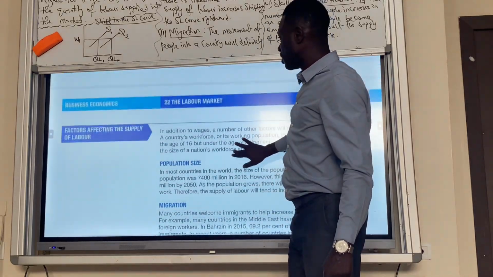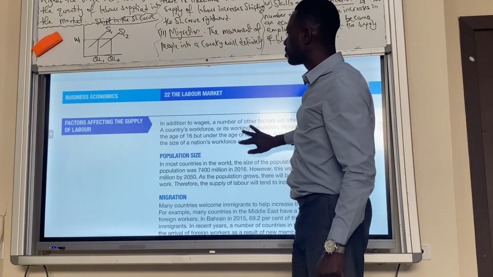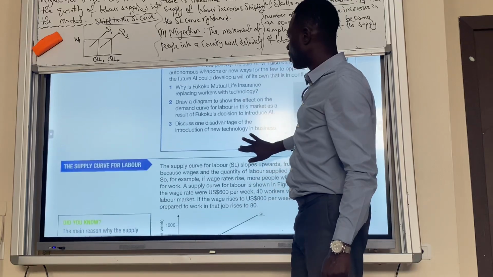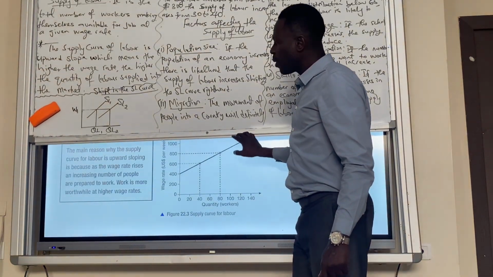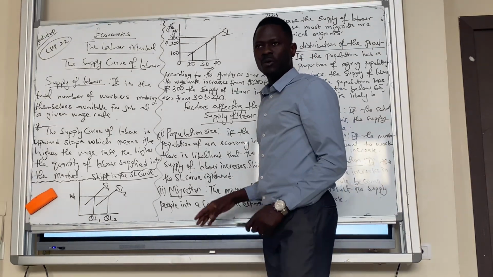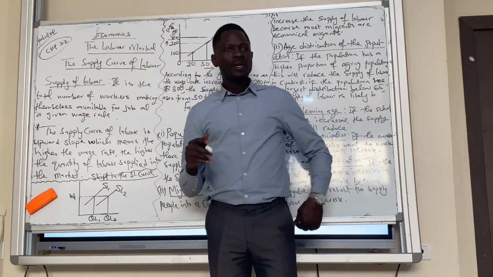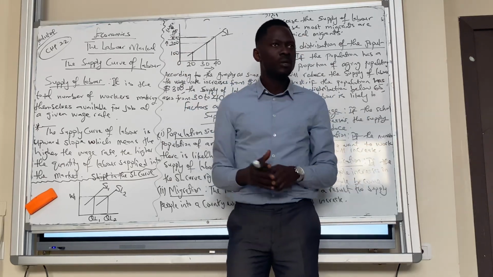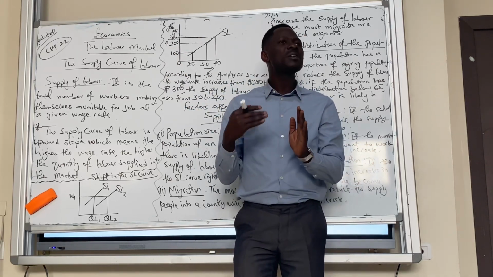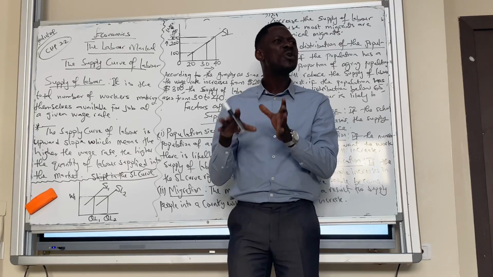So we continue with the labor market. Today we're going to the supply curve of labor. Before we go into the supply curve for labor, what is supply of labor itself? The supply of labor is the total number of workers making themselves available for the job, the number of workers making themselves available for a job at a given wage rate.